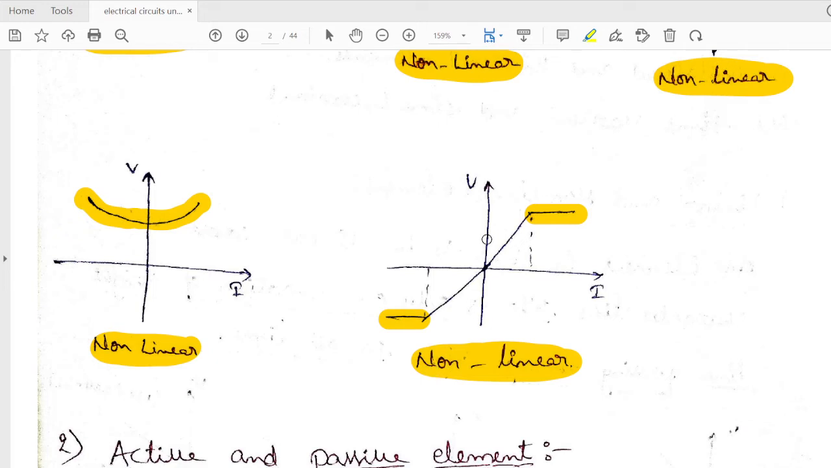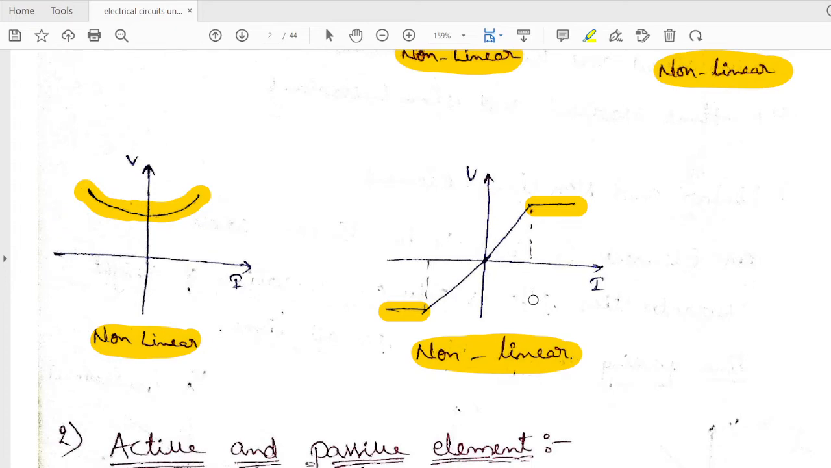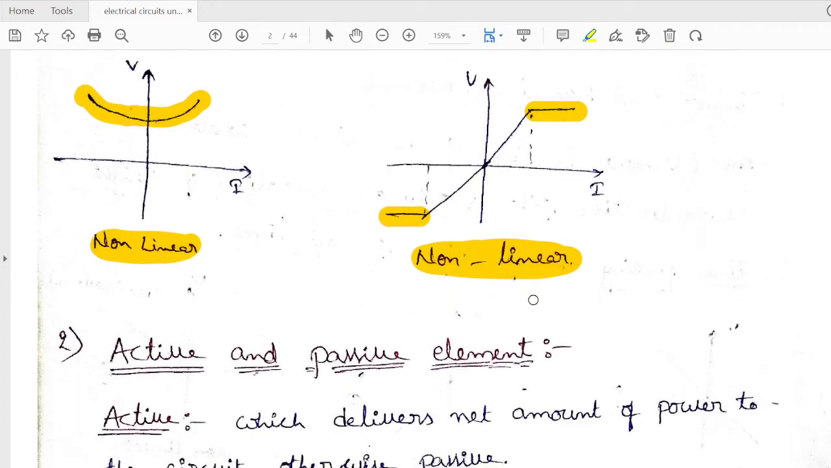If the VI characteristics is a straight line passing through origin and it is a single straight line equation, then the element is said to be linear. Otherwise, it is a non-linear element. So that is the first classification. Now the second classification.